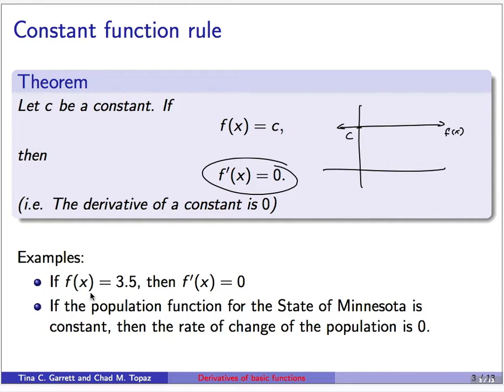A couple examples. If f of x is the constant function 3.5, then just according to the rule, f prime of x is 0. Similarly, if you have a function that describes the population for the state of Minnesota, and if that population happens to be constant, then you can think of the rate of change of the population, or the derivative, being 0, because that population is constant over time.